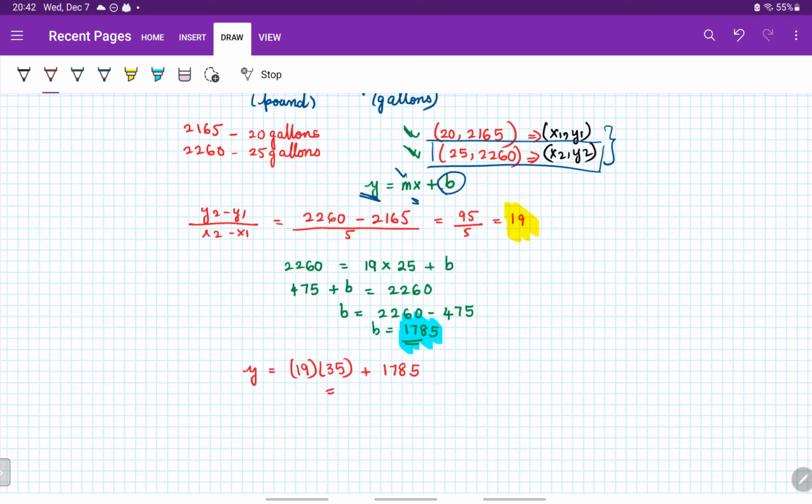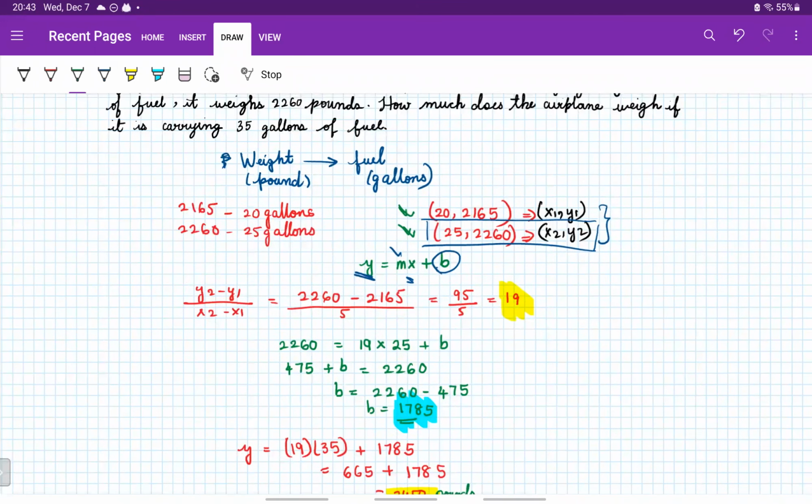which I'm plugging into my calculator here. So I have 19 times 35, which is 665. So we have 665 plus 1785, which is 2450. So it's 2450 pounds. That is the weight of the plane if it's carrying 35 gallons of fuel.